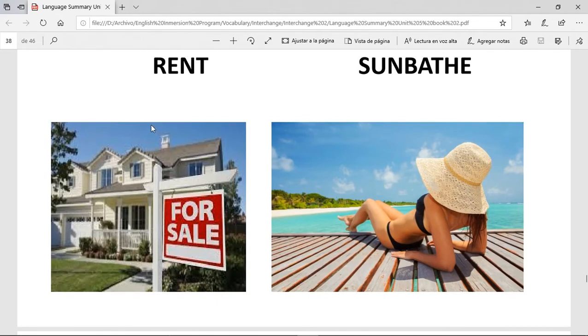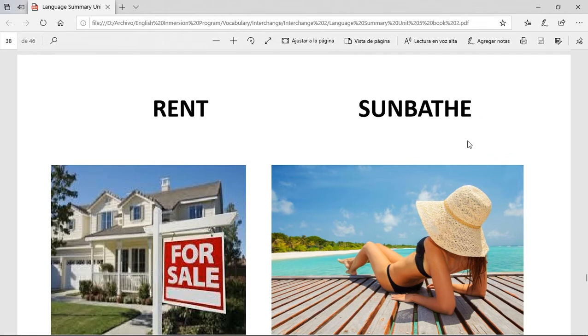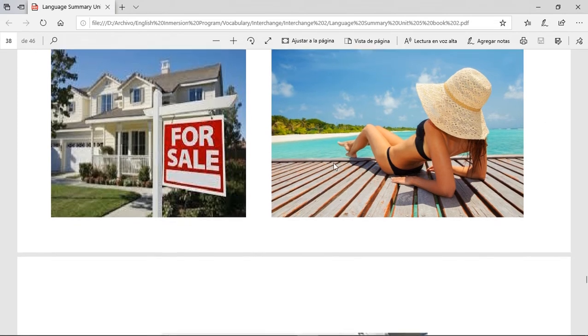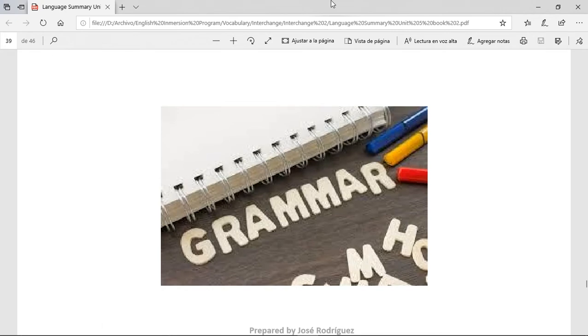Rent. When you rent something, it's when you are letting other people live there. Okay, but it's not going to be their thing forever. It's just that you're letting them be there for a moment. Okay. Sunbathe. When you sunbathe is when you let the sun touch you a lot, so you can be a little bit browner or something. Okay. But okay, very good.